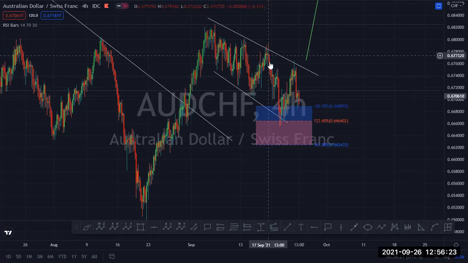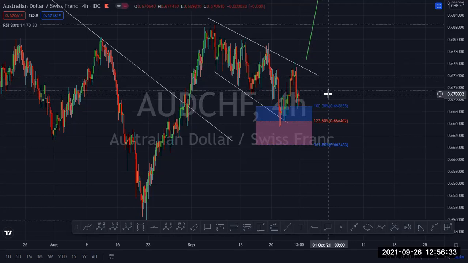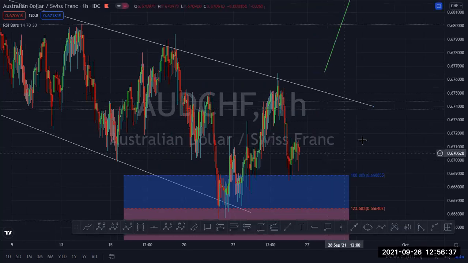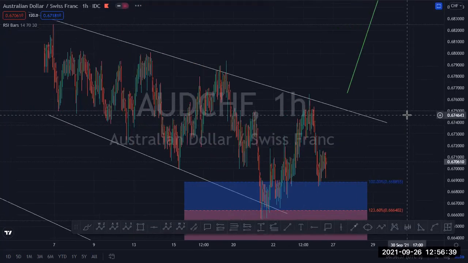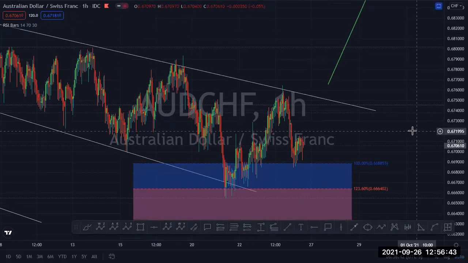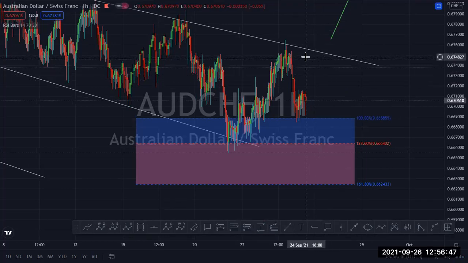Now, the market has come to the buying zone, and it's buying already. But this sharp drop is the call for concern. So for that, let's see 1 hour. So 1 hour is saying something.